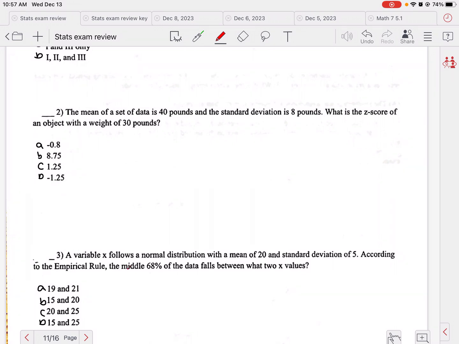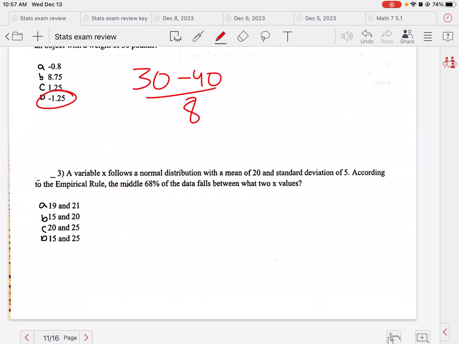All right, so the mean of the set of data is 40 pounds and the standard deviation is 8. What is the Z-score of an object with 30 pounds? Again, we're going to do 30 minus 40 all over 8. So 30 minus 40 is negative 10, divided by 8 would be negative 1.25. So D would be our correct answer.